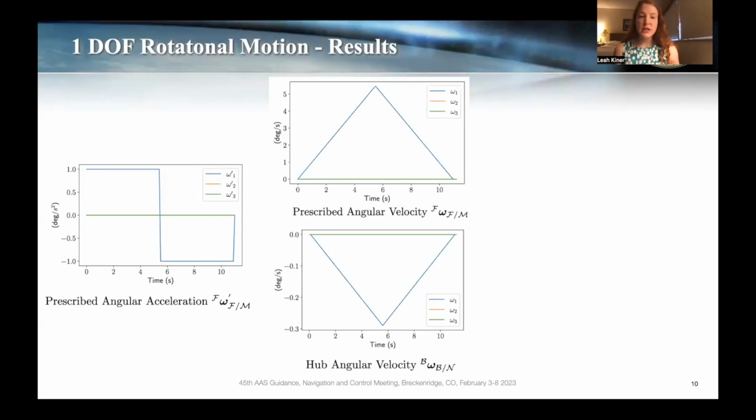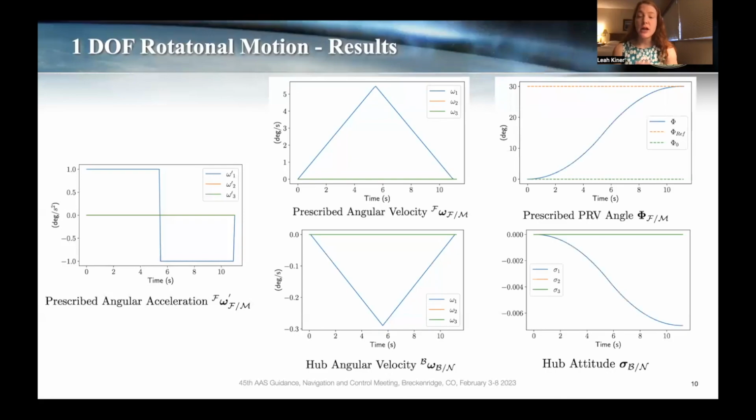We can also see that our hub is responding accordingly by essentially compensating for this prescribed rotation, and our hub is rotating oppositely to keep our conservation of angular momentum here. And then we also have our prescribed angle phi, and we can see we are going smoothly from 0 to our reference 30 degrees, parabolically upwards, concave upwards for the first half, and then concave down for the second half. And our hub attitude is responding accordingly to compensate as well here.